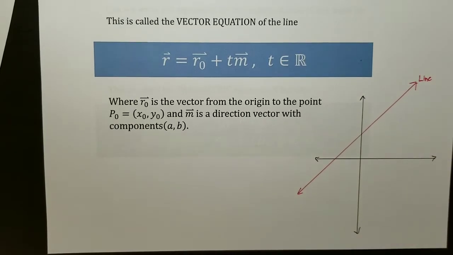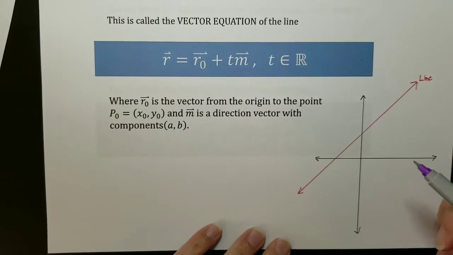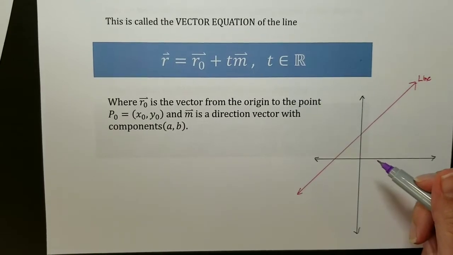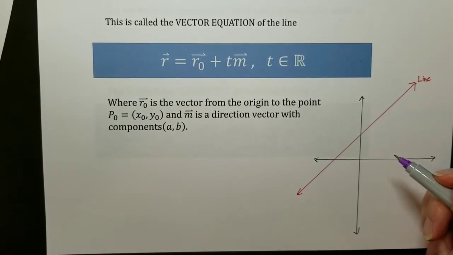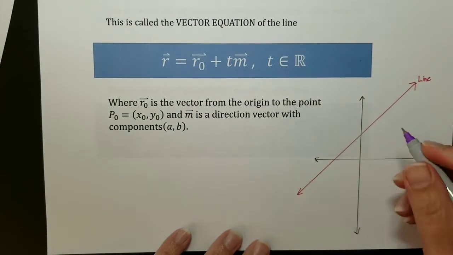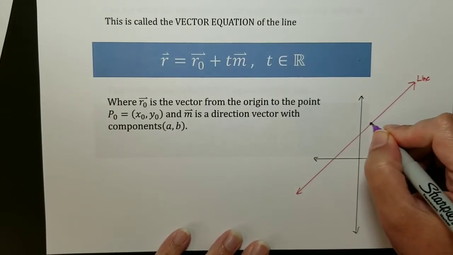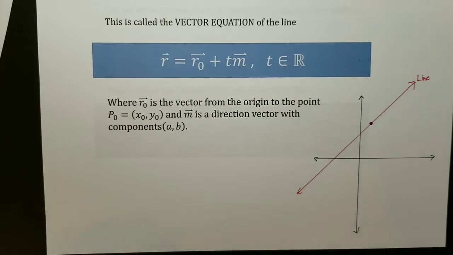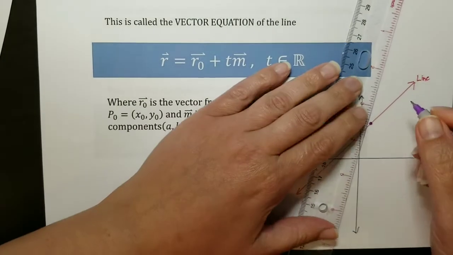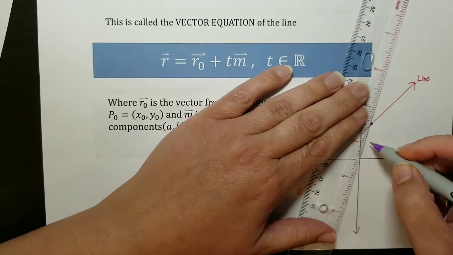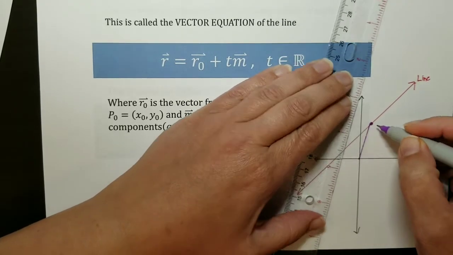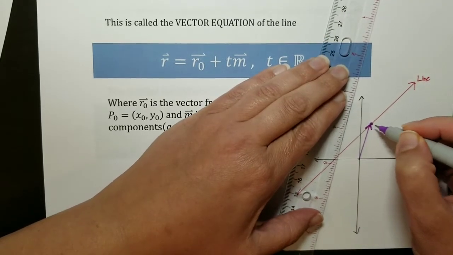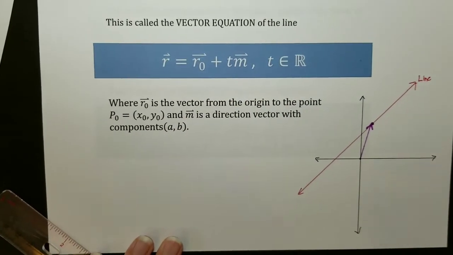So the first thing I need to do in the equation of the line is to find one point on the line. So I'm just going to put a point there. I'm going to try and keep this pretty general. So the first thing to get to any of the points on the line is to get from the origin to a single point on the line.